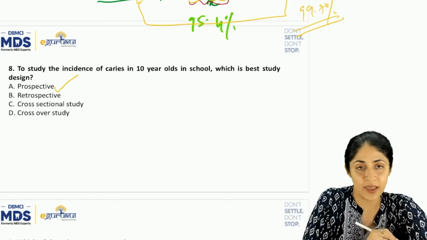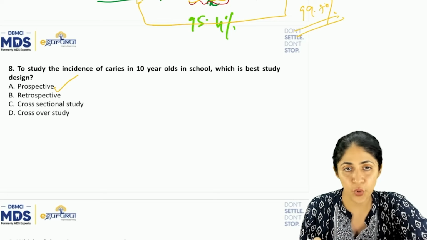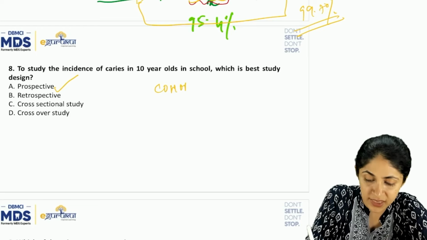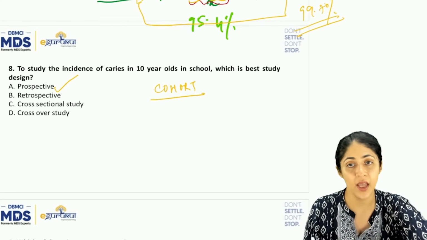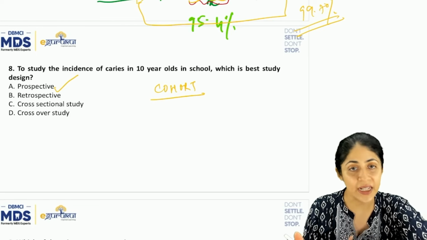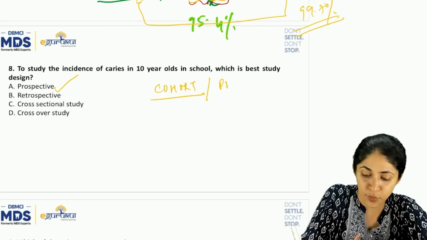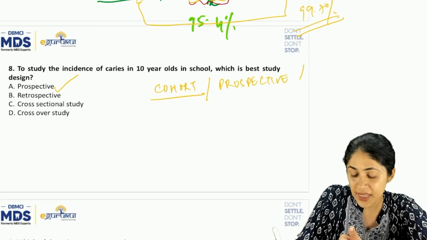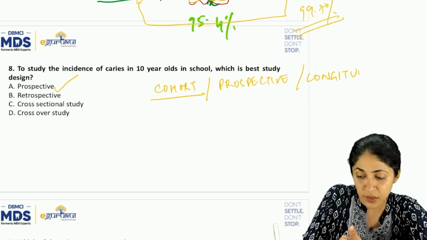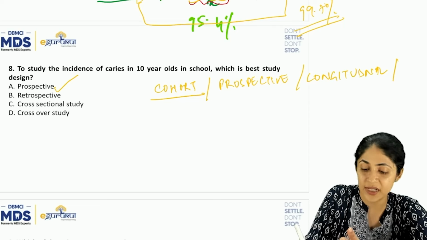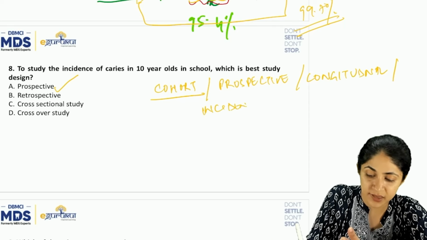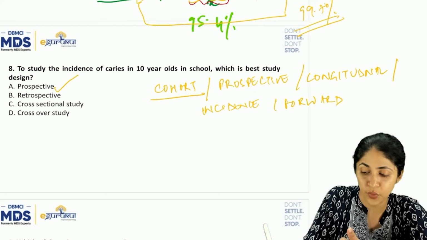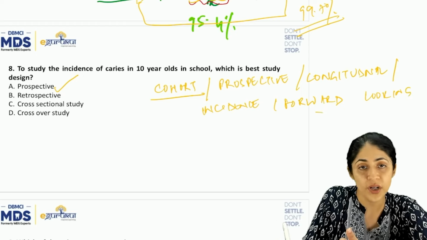Okay, why A? Because here we are talking about the name of a cohort study. Prospective study is also known as cohort. Cohort study is known by a variety of names. One of them is a prospective study. It is also known as a longitudinal study, an incidence study, and a forward looking study.